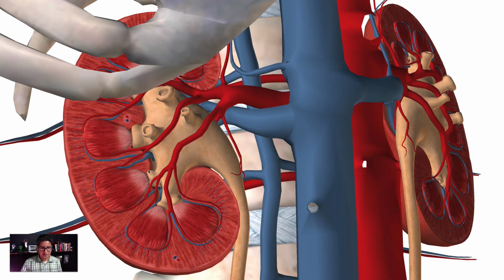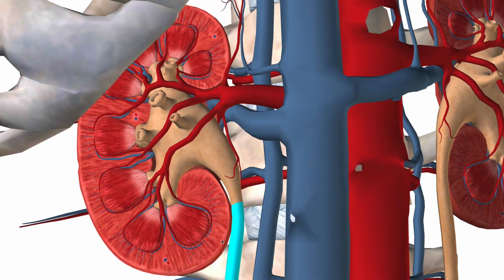And from the minor calyces, it begins to segment into a major one called the major calyces. And then these major calyces eventually go down and form the ureter, where the urine is expelled from the body. Okay, so let's see, where else do we need to go into?